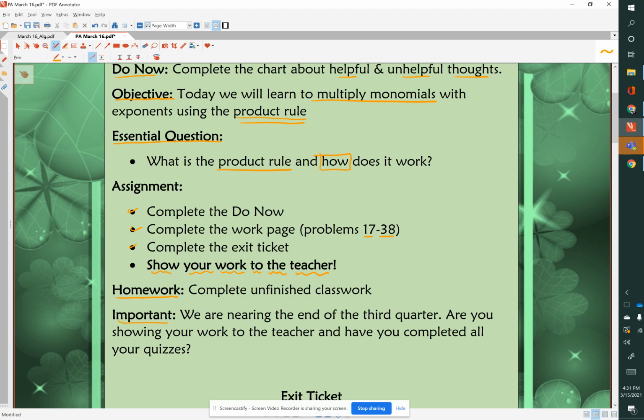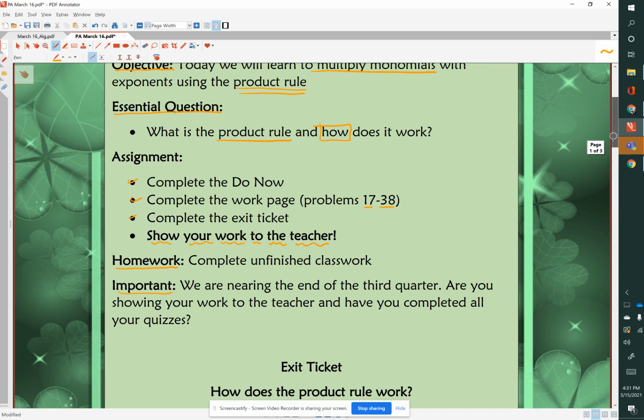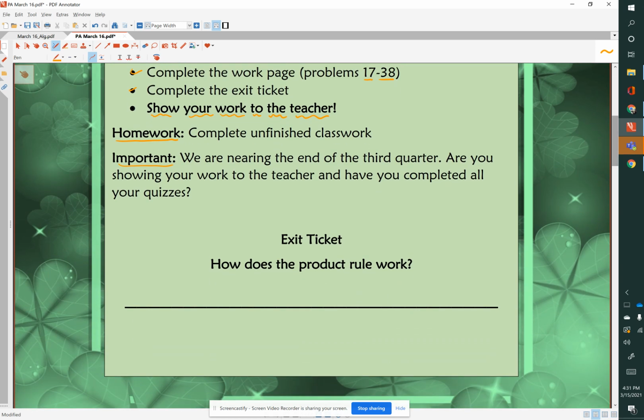Remember, important, we are nearing the end of the third quarter. Are you showing your work to me? And have you completed all your quizzes? So for our exit ticket, we will ask you to complete the product rule.